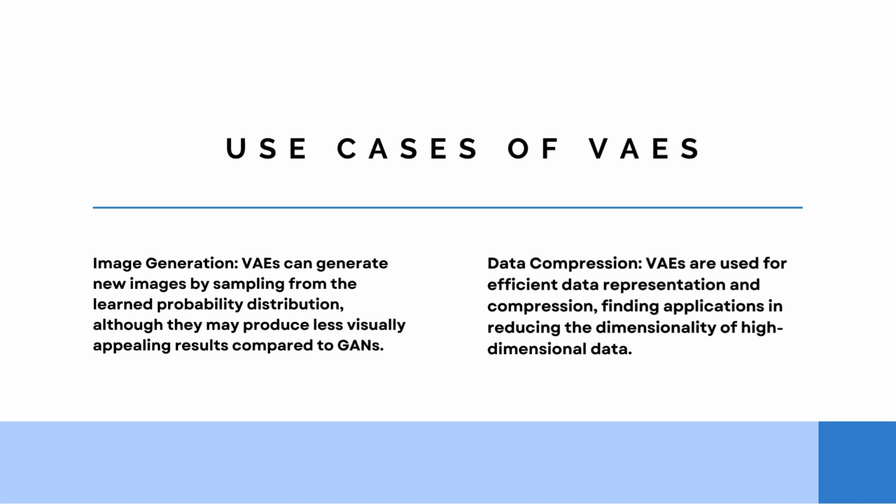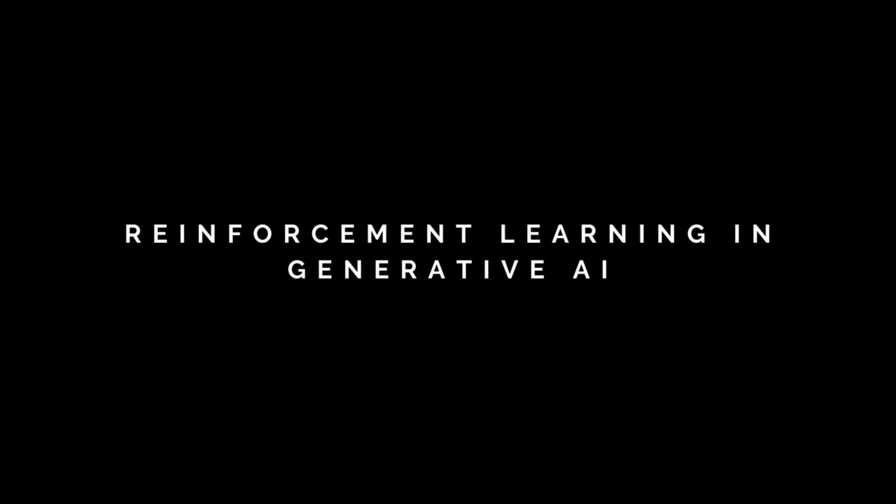VAEs can generate new images by sampling from the learned probability distribution, although they may produce less visually appealing results compared to GANs. Data compression. VAEs are used for efficient data representation and compression, which means finding applications in reducing the dimensionality of high dimensional data. Let's talk about reinforcement learning in generative AI.